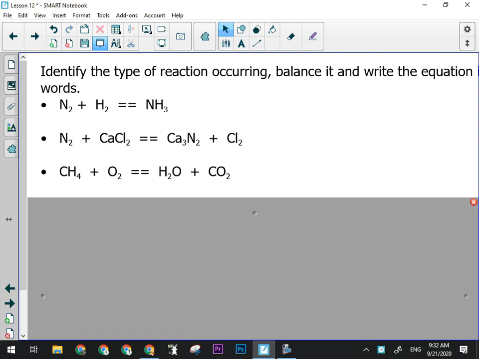All right. So let's just do the first one. We got 3 reactions there. What I want you to do is 3 things with each one. I want you to identify the type. So compare it to the 5 types we have and write what type it is. Write it out in words. Essentially, write the names of everything involved. And balance it. I'll give you a couple minutes to do the first one, and then we'll go through it together.